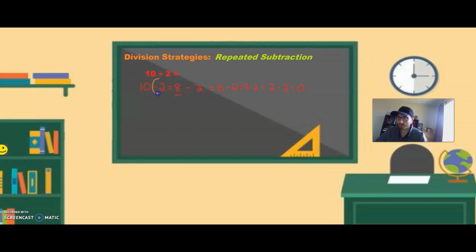We subtracted 2 here. We subtracted 2 here. We subtracted 2 right here. We subtracted 2 here, and right here. So, through the process of repeated subtraction, we have 1, 2, 3, 4, 5 groups. So 10 divided by 2 equals 5.